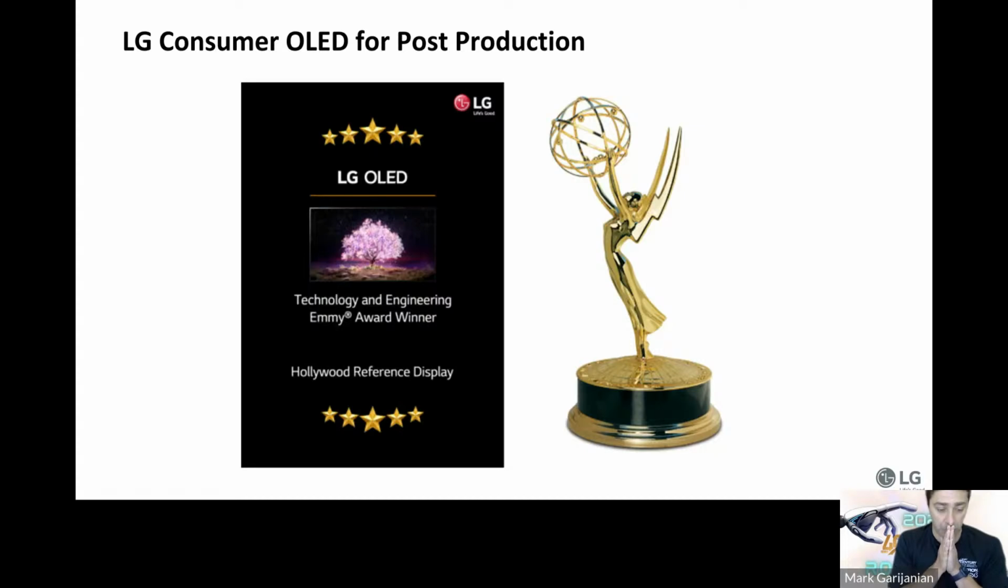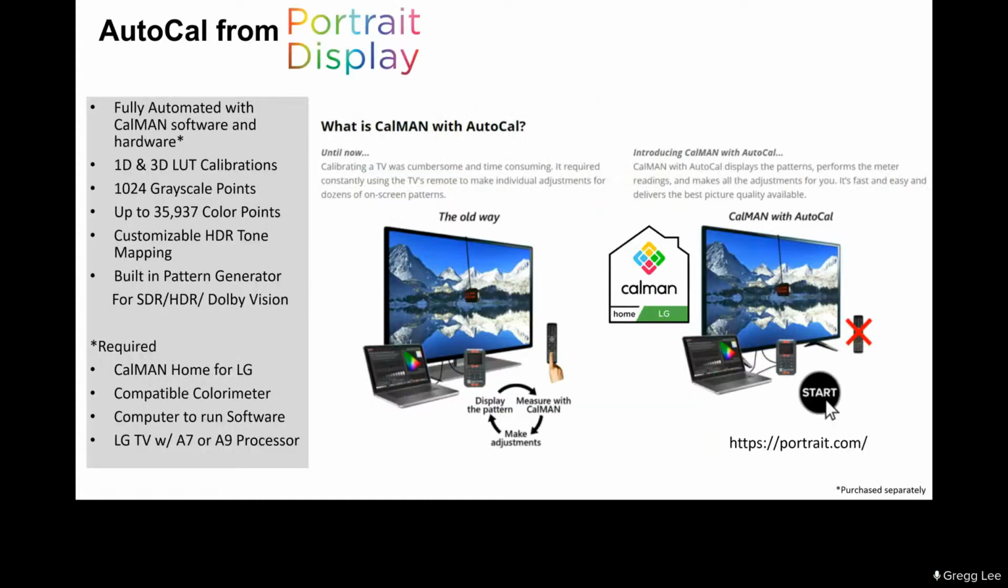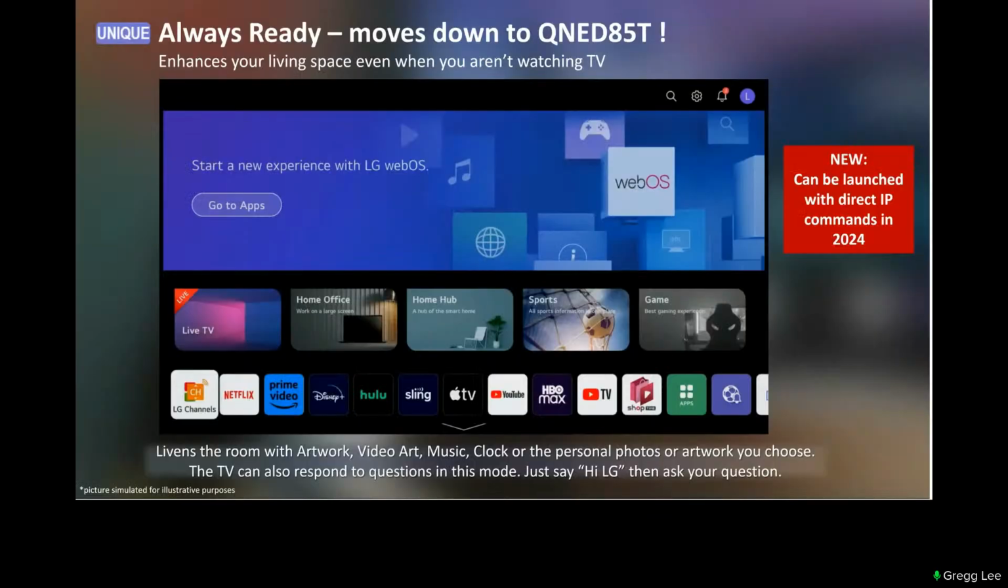I know. So just FYI, LG has received awards as the Hollywood Reference Display. It was actually a technical Emmy. If you do calibration, the reason that we receive that is because of this. From a calibration standpoint of all the sets that are out there, we don't just give you 20 points for black and white, 6 to 12 for color. We give you 1,024 points for black and white, 35,937 color points for color. It's all automated with CalMan from Portrait Display. And you don't even have to have a test tone generator because we can generate the test tones in the set. So you can start deploying calibration inexpensively, but it just kind of shows that I don't want to get too deep into this. It's like a whole another course, but LG offers the most comprehensive calibration of any consumer TV and actually offering professional level calibration.